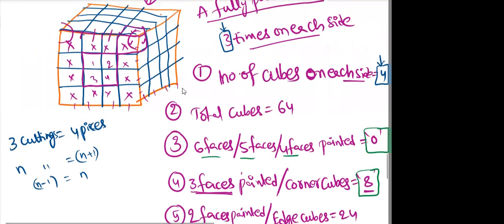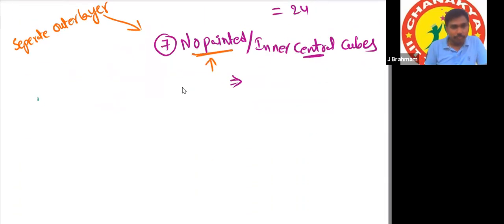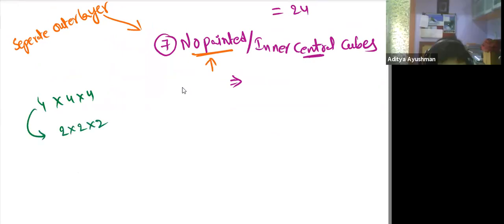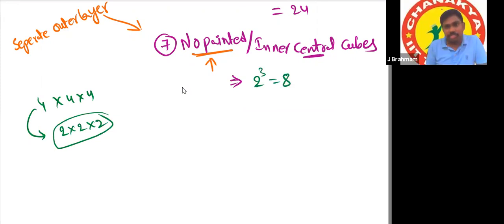How are we getting that 8? Actually, our cube is 4 by 4 by 4. So it becomes 2 by 2 by 2. After getting 2 by 2 by 2, we can directly say the answer is 2 cubed, that is 8.